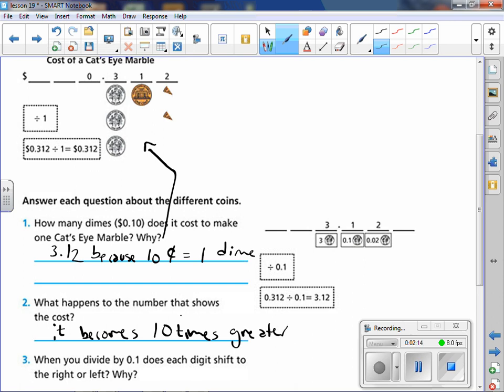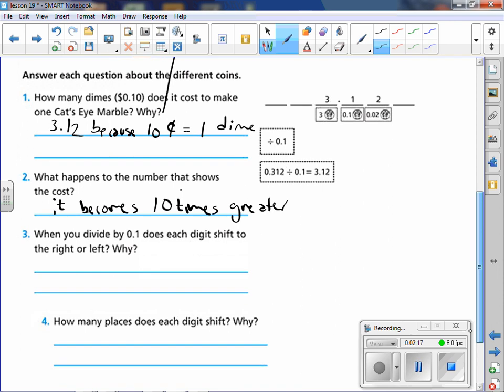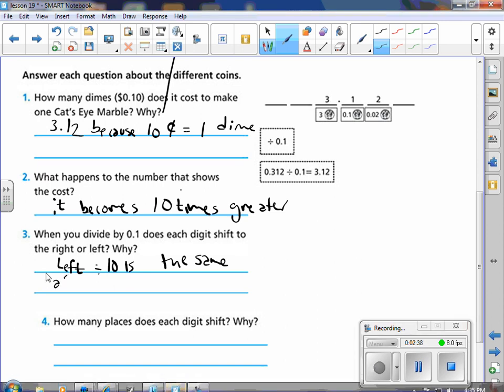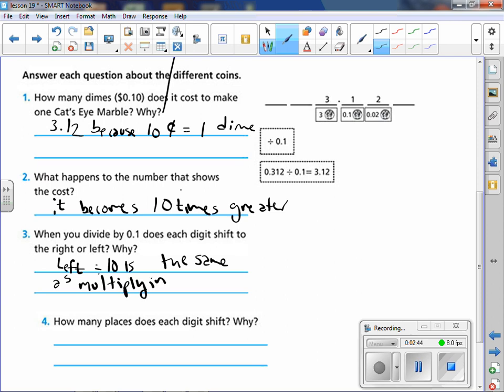Okay. When you divide by 1/10, do we shift right or left? We shift left because dividing by 1/10 is the same as multiplying by 10. How many places does each digit shift and why? They shift one place because it changes value by 10.